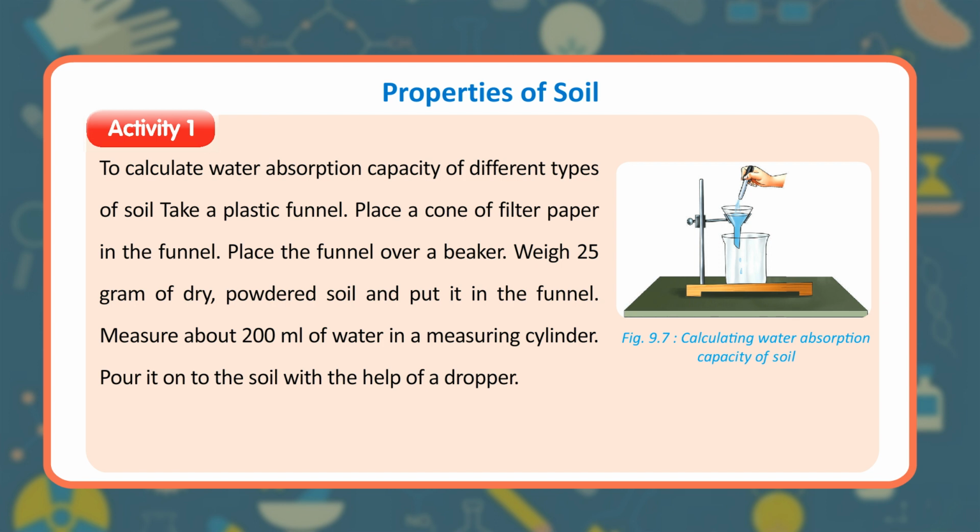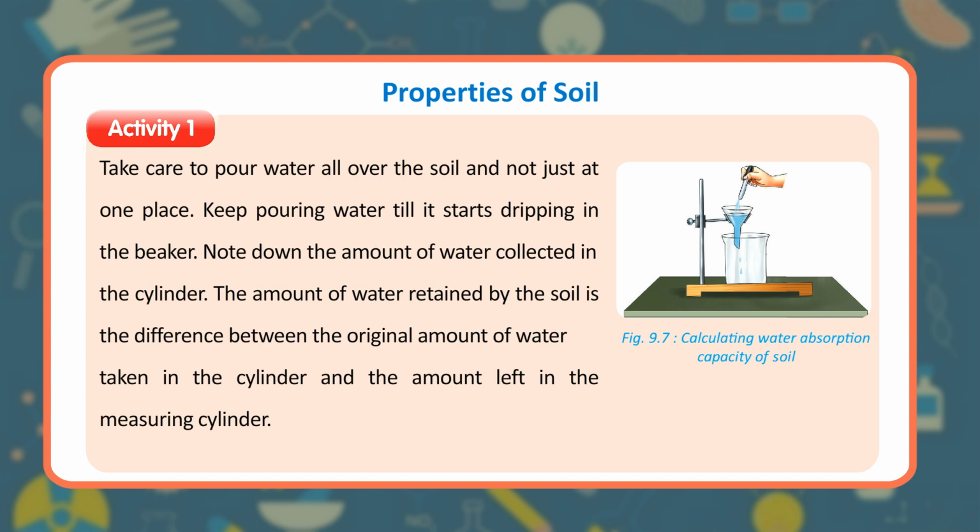Place a cone of filter paper in the funnel. Place the funnel over a beaker. Weigh 25 grams of dry, powdered soil and put it in the funnel. Measure about 200 milliliters of water in a measuring cylinder. Pour it onto the soil with the help of a dropper. Take care to pour water all over the soil and not just at one place. Keep pouring water till it starts dripping in the beaker.